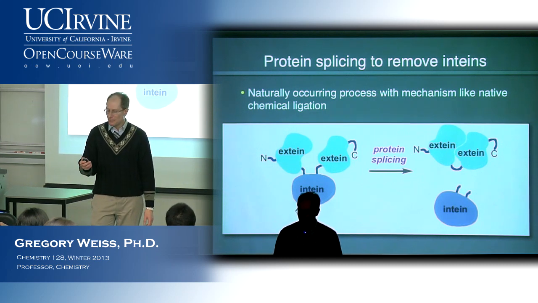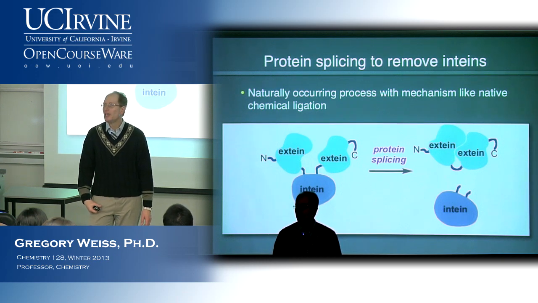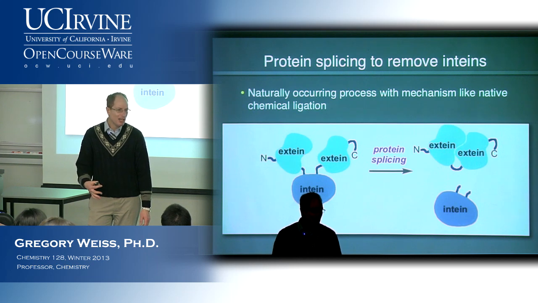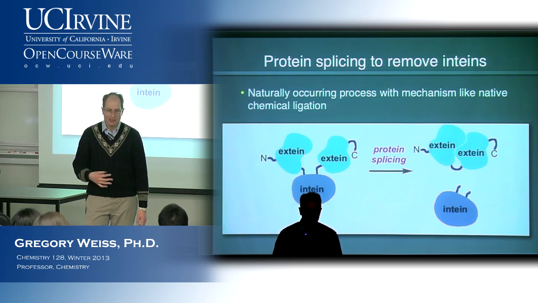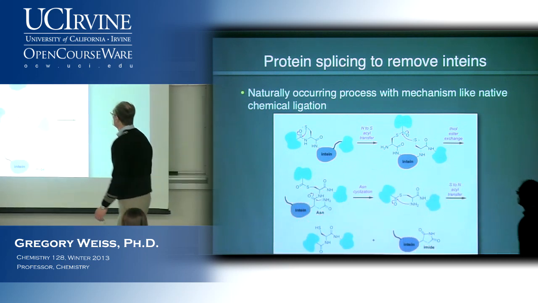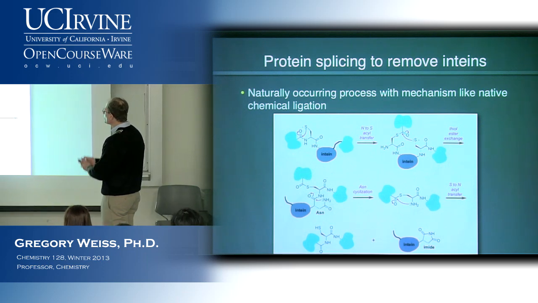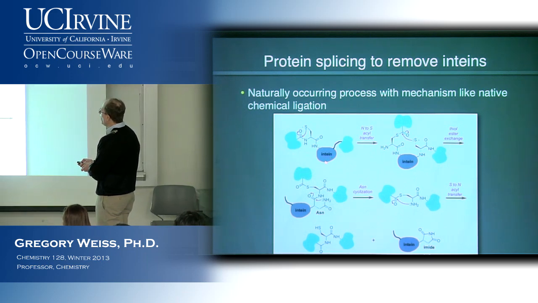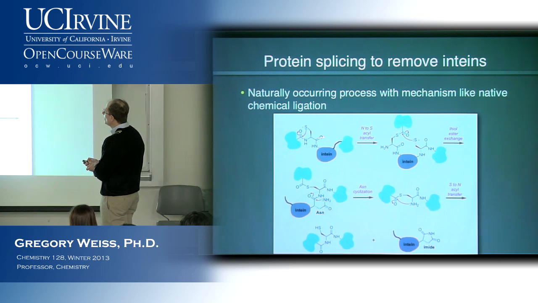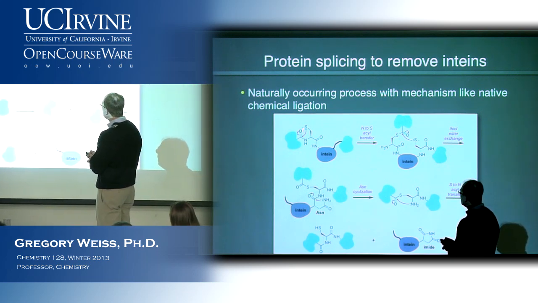Why don't we take a look? The mechanism recalls what I showed on the previous slide that we called native chemical ligation. It involves a similar rearrangement of the backbone of the protein. Okay, so let's see. Protein splicing to remove inteins. Here's the way this works. Flanking on the N-terminus of the intein, there's always a cysteine functionality. That gives us the wonderful nucleophile of the thiolate functionality of cysteine.